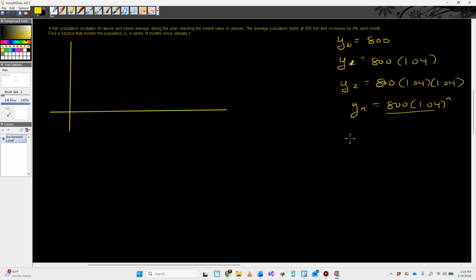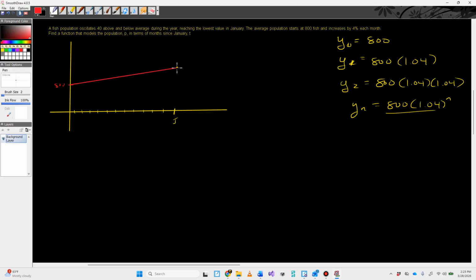This is my midline. My midline is somewhere here at 800. And if I go through the months, January, February, March, April, May, June, July, August, September, October, November, December, January, up here is going to be 800 times 1.04. And so my midline is going to be this.